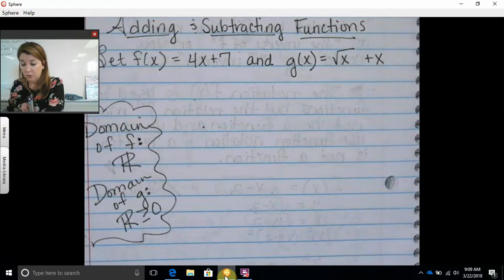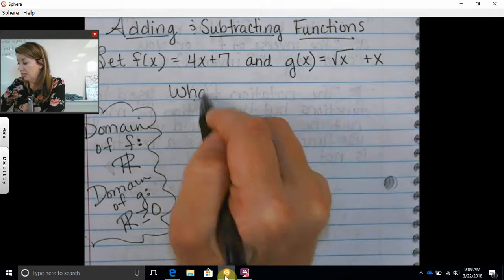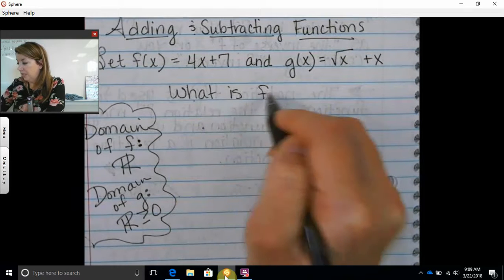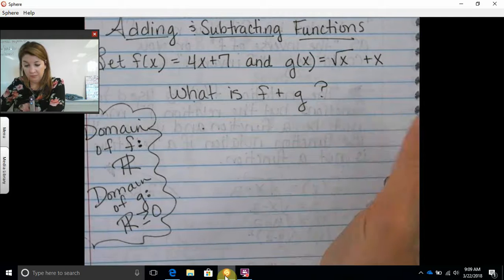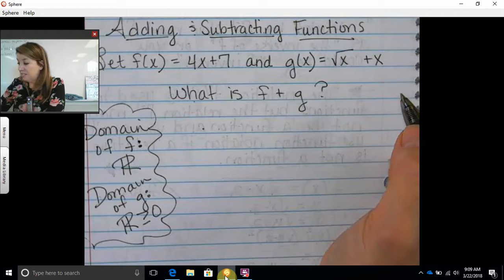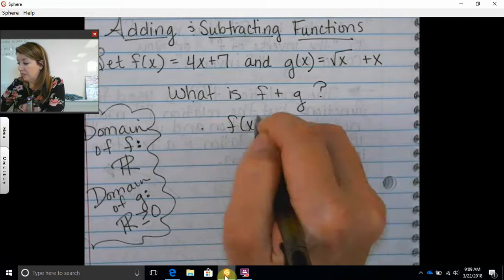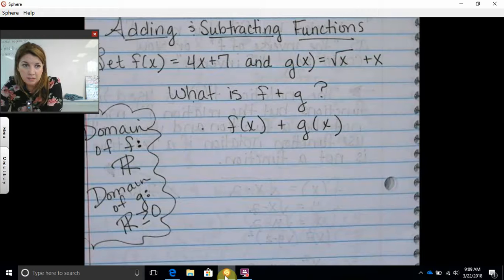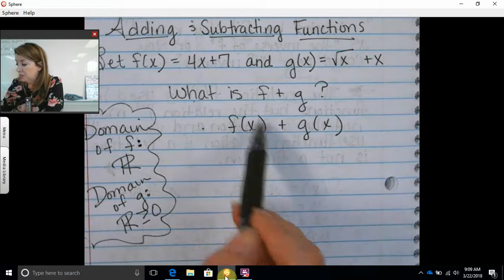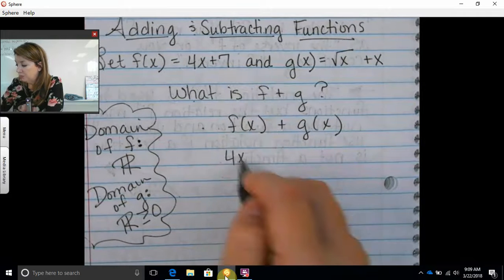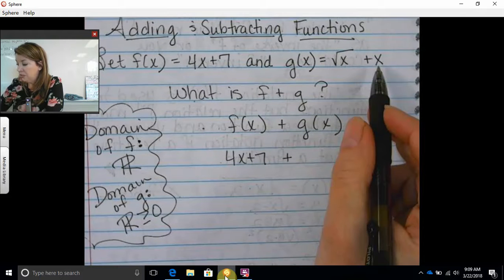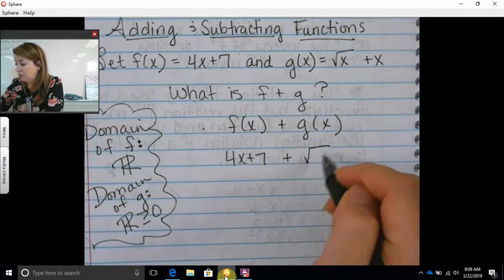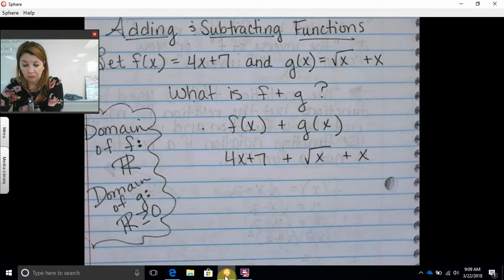Okay, so we haven't actually gotten a question yet. The question says, what is f plus g? That means the same thing as what is f of x plus g of x. Sometimes they just write it as f plus g. Sometimes it'll say f of x plus g of x, but they mean the same thing. So all you do is substitute whatever function f is equal to, 4x plus 7, added to whatever function g is equal to. And since I'm adding, I don't need parentheses. If you put them, that's fine, but you don't need them.